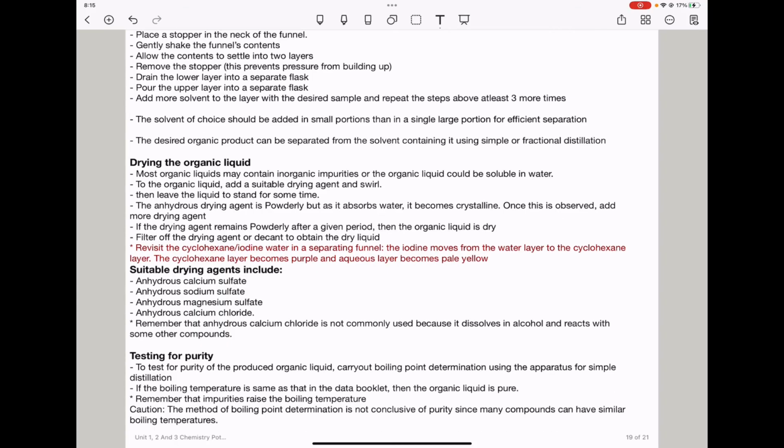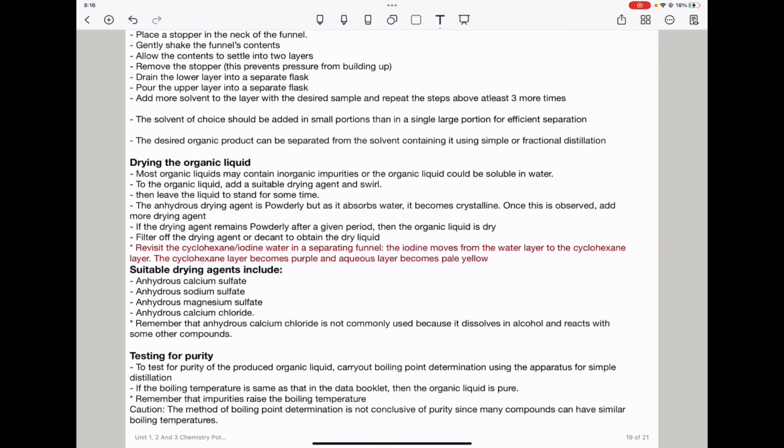The suitable drying agents we would have used in drying the organic liquid could be anhydrous calcium sulfate, anhydrous sodium sulfate, anhydrous magnesium sulfate, or anhydrous calcium chloride. However, anhydrous calcium chloride is not commonly used because it dissolves in alcohol and reacts with some other compounds.